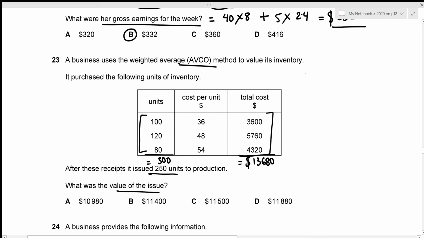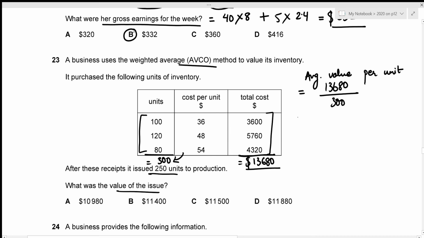So now we can figure out the average value per unit by dividing the total cost by the total units, which in this case is 13,680. That's the total cost. And we're going to divide it by the total number of units, which is 300.